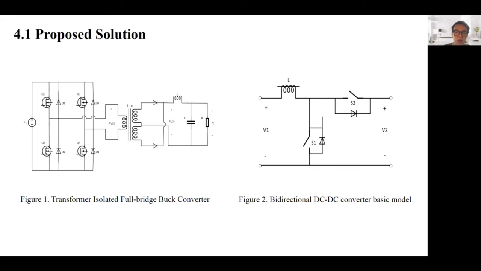Figure 2 is the basic theoretical topology of a bidirectional DC-DC converter. When S2 is switched off, S1 is switched on. This converter is actually a boost converter. When S1 is switched off, S2 is switched on. This converter is actually a buck converter, and the power transposes from V2 to V1.